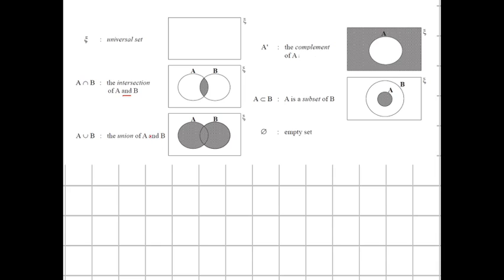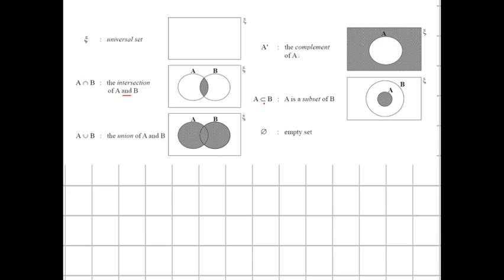So as long as it's in A or B, it can be in either A or B. It doesn't have to be in both. It can just be in one of them. It can be in both, but it can just be in one of them. This A with a little dash is the complement of A, so it's everything outside A.